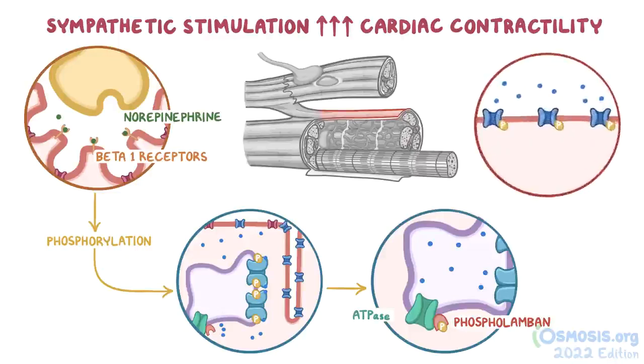Finally, phosphorylation of plasma membrane L-type calcium channels will increase their permeability to calcium, allowing increased amounts of extracellular calcium entry into the cardiomyocyte.